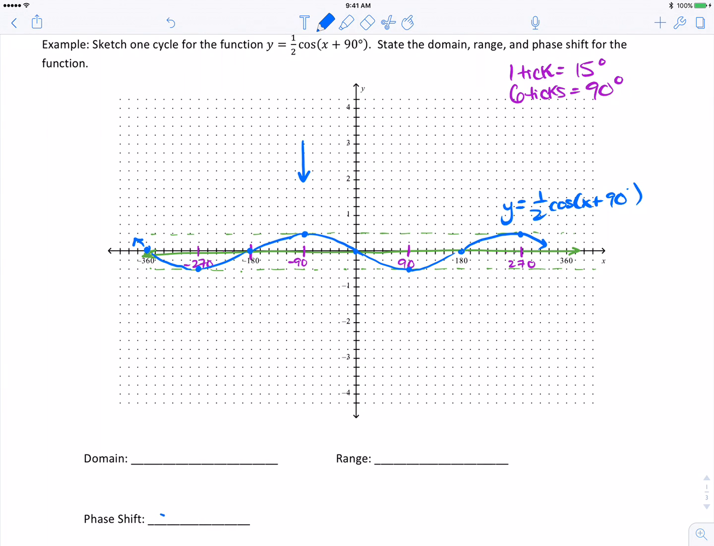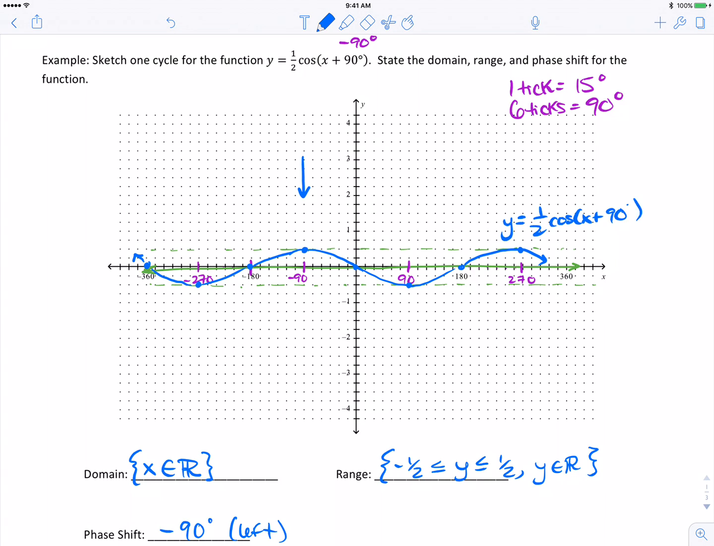Reading off this graph, the phase shift is negative 90 degrees, so that means to the left. My domain is always x is an element of the real. It's good in any x direction and y direction. But for my range, y has to be greater than negative 1/2 and less than positive 1/2. Y is an element of the real. So we'll add some nice curly brackets on that. Beautiful.